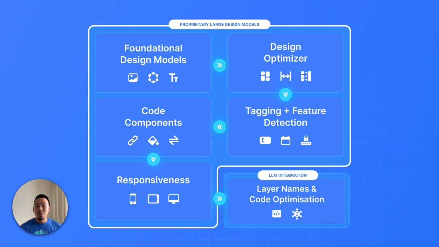So, for example, Locofy is able to detect that you have an accordion in your design and generate the appropriate code for it. It takes into account how it should look, how it should function, and whether it should expand and collapse when it's clicked.